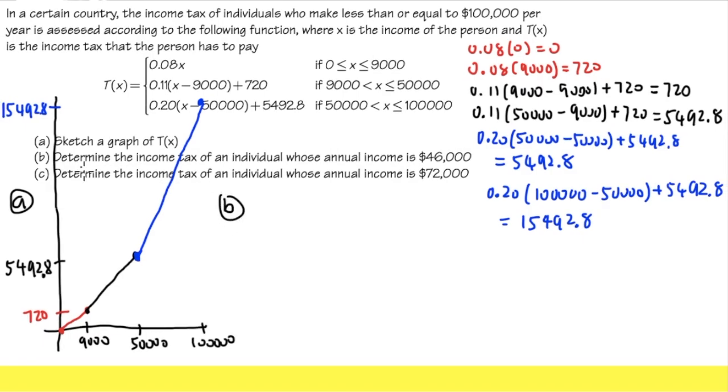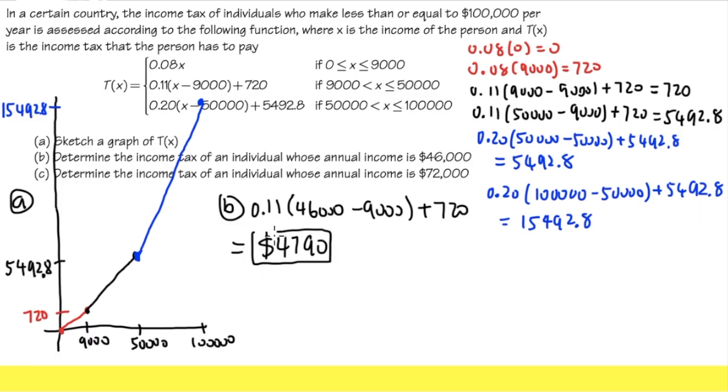Okay, for part B, we just have to calculate the income tax of a person if the person's income is 46,000. Well, this right here is in between 9,000 and 50,000. So we just have to plug in 46,000 into this formula here. So we will get 0.11 times 46,000 minus 9,000, and then we add 720. All right, so we will do this on the calculator real quick, and we will get $4,790. So this right here will be the tax that the person has to pay.